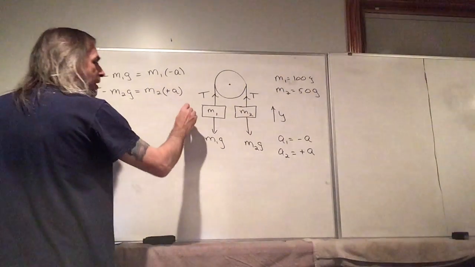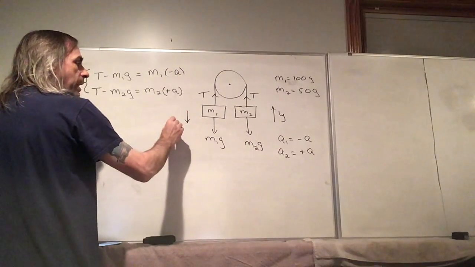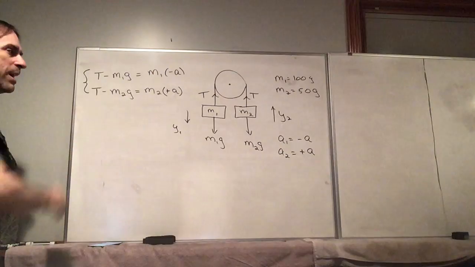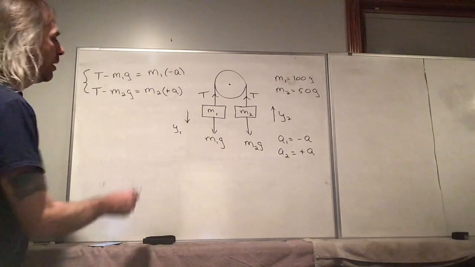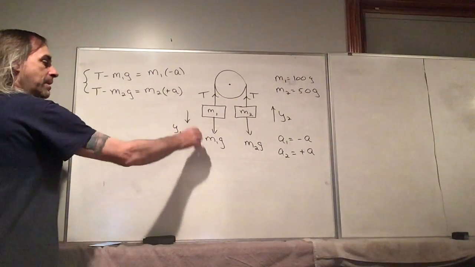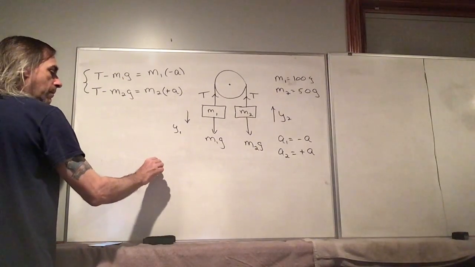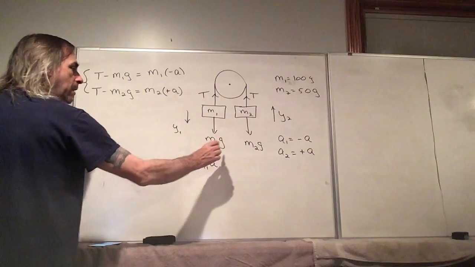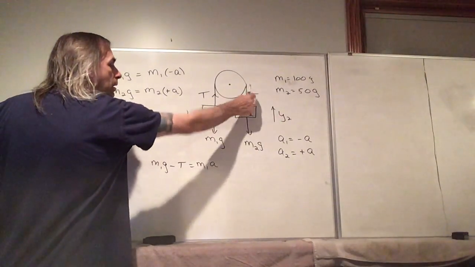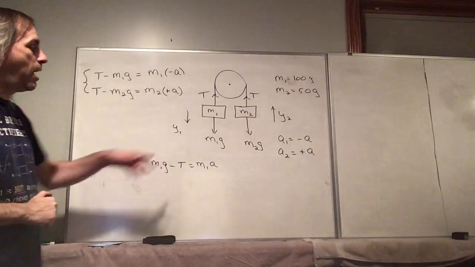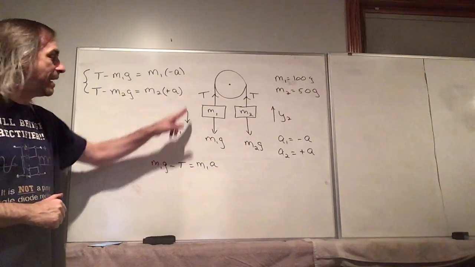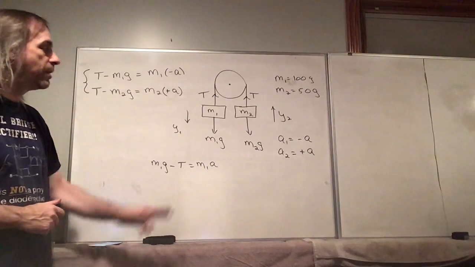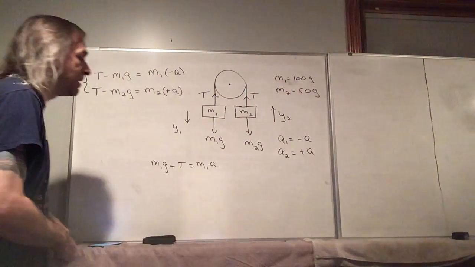Where, let's say we did it this way. Let's say this is Y1 and upwards is Y2. I'm just going to write this down. I think this is a better way to do it. So the way I would set it up is M1G minus T equals M1A. For mass 1, M1G is positive, T is negative, because in this coordinate system, down is positive, up is negative. Here, up is positive, down is negative.